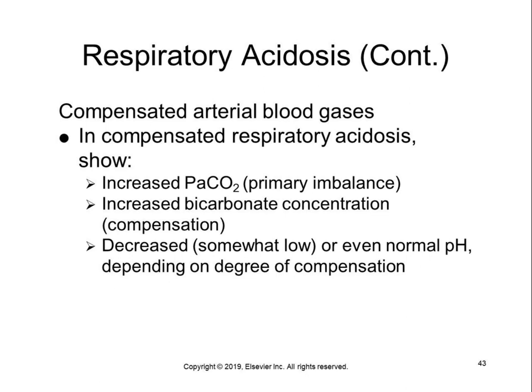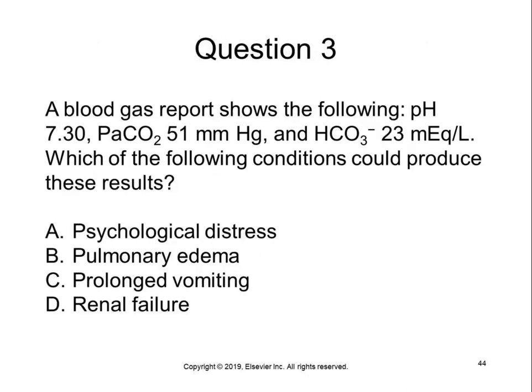In metabolic problems, the effectiveness is faster because the compensation is respiratory. Compensated arterial blood gases in compensated respiratory acidosis show increased PaCO2, the primary imbalance, increased bicarbonate concentration, that's the compensation, and decreased or even normal pH, depending on the degree of compensation.